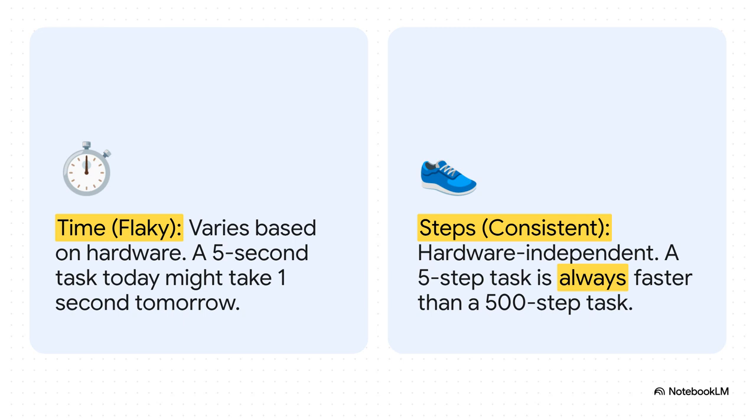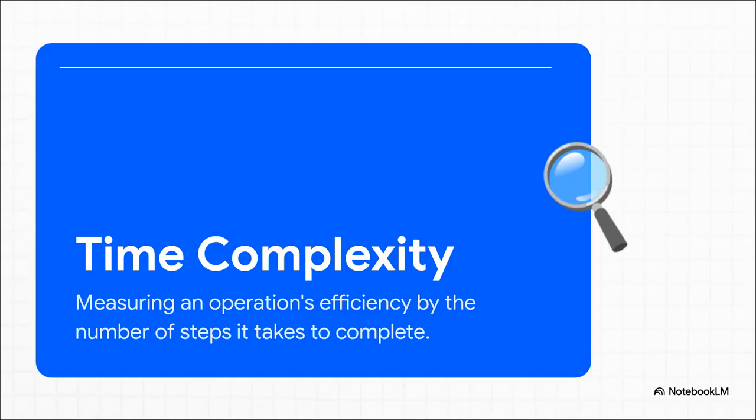But the number of steps? That's a solid, consistent number. An operation that takes 5 steps is always faster than one that takes 500 steps. It doesn't matter what computer you're on. And believe it or not, this whole idea of counting steps actually has a fancy name. It's called time complexity. It sounds intimidating, I know, but it's really just a formal way of asking, how many steps does it take to get the job done?